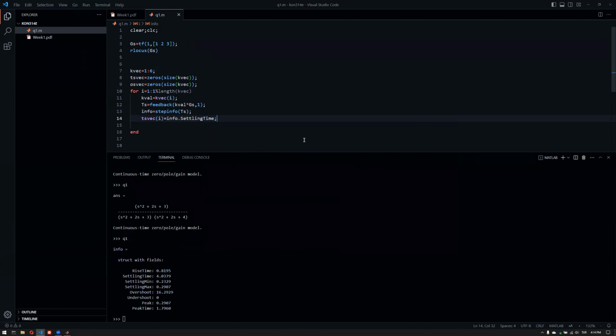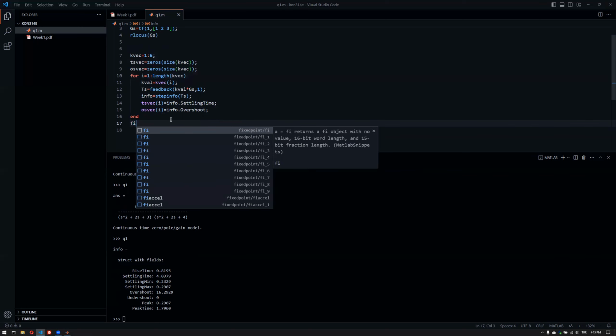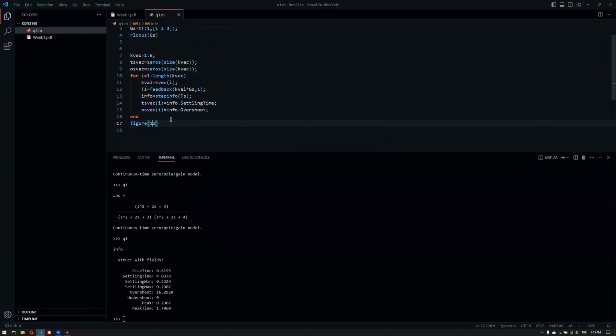Settling time. And then osvec I equals info dot overshoot. There we go. Now let's re-enable this, and this should basically show us the result here.